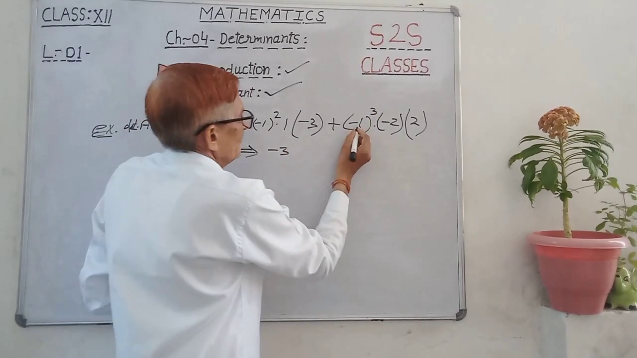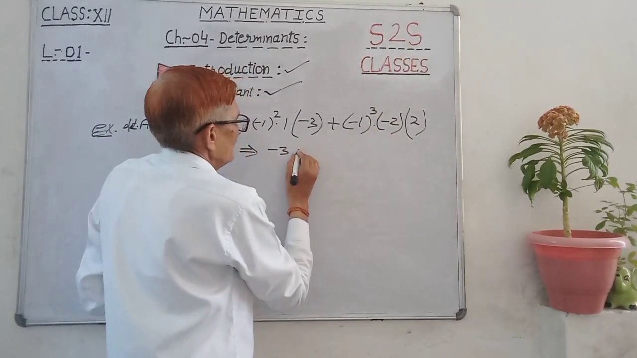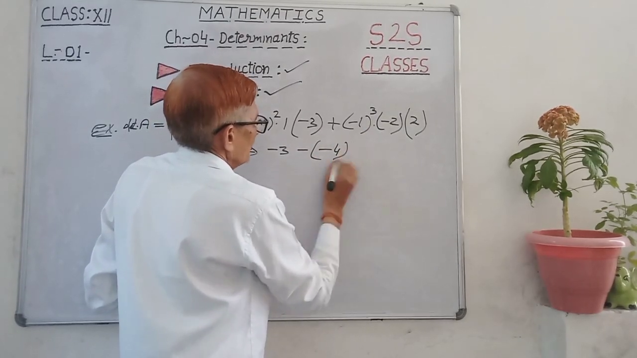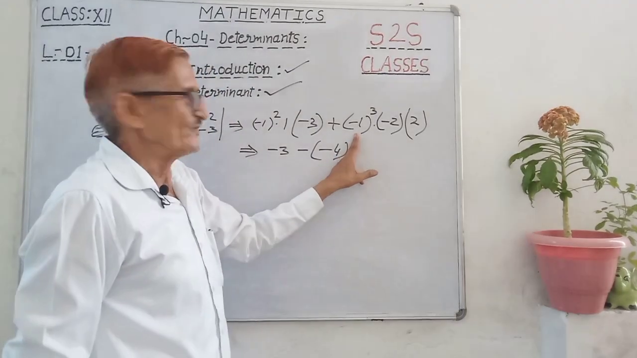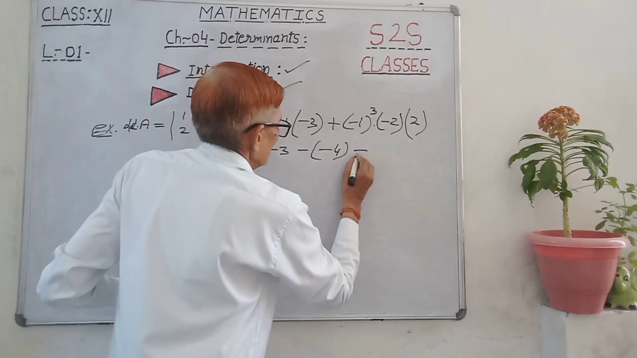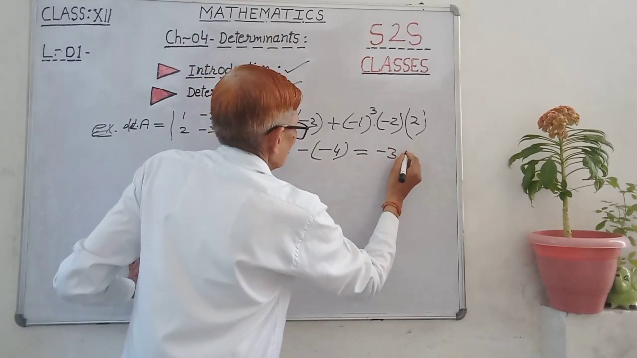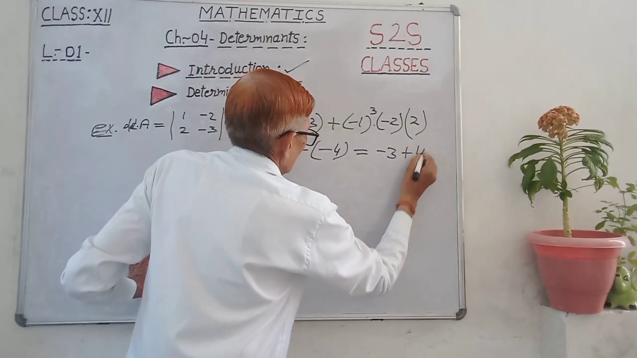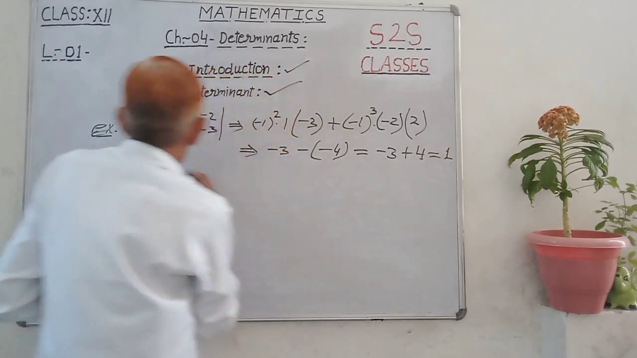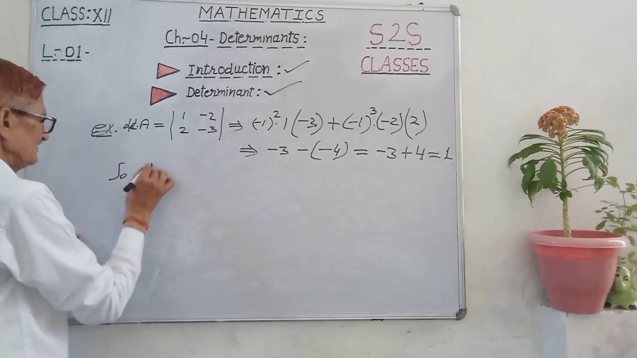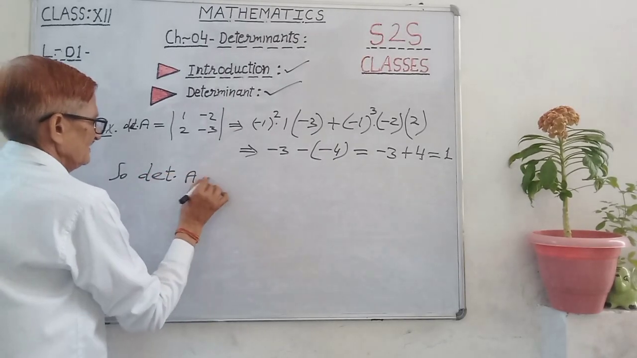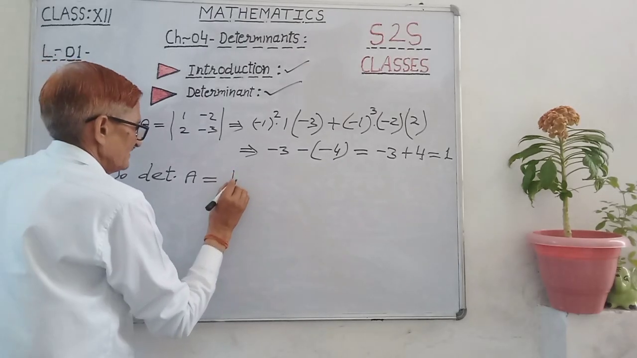Minus 1 cube, minus 1 into minus 1 into minus 4. Okay beta, minus 1 cube, minus 1 into minus 2 into 2, minus 4, then it will be minus 3, and minus minus plus 4, then this value is equal to 1. So the determinant of this A is equal to 1. Answer.